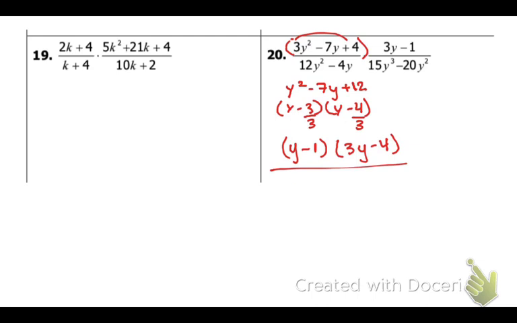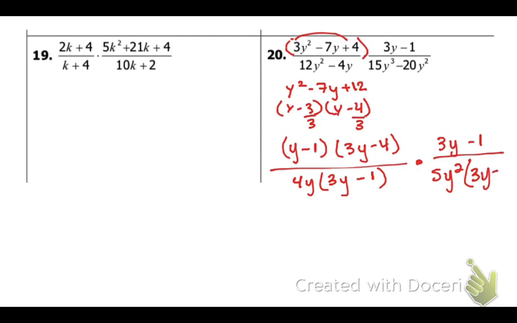Now for the bottom part, I'm going to factor out a 4y. That gives me 3y minus 1. The second part over here, 3y minus 1, I can't do anything with that. But the bottom part, I can factor out a 5y squared. Let me rewrite it because I ran out of room. So I can factor out a 5y squared. I'm left with 3y minus 4.